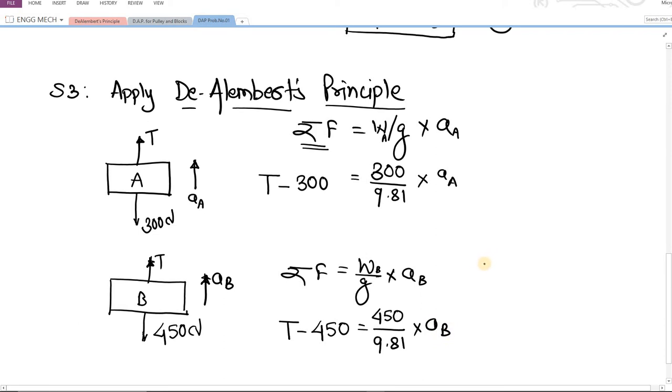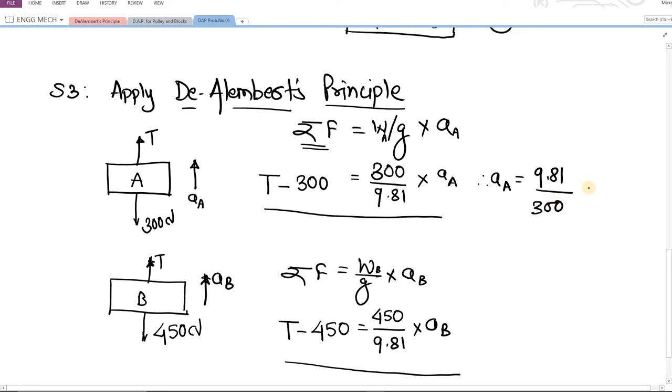Now what we had discussed in the methodology, we said that we have to make sure that the expression after applying D'Alembert principle comes out in the form of A suffix A or A suffix B, whatever the number of blocks there are. Therefore, we will rearrange this specific equation in the form of acceleration. That is, A suffix A is equal to what? Let's get this fraction on the RHS of this equation. Then it will be nothing but 9.81 divided by 300 into T minus 300.